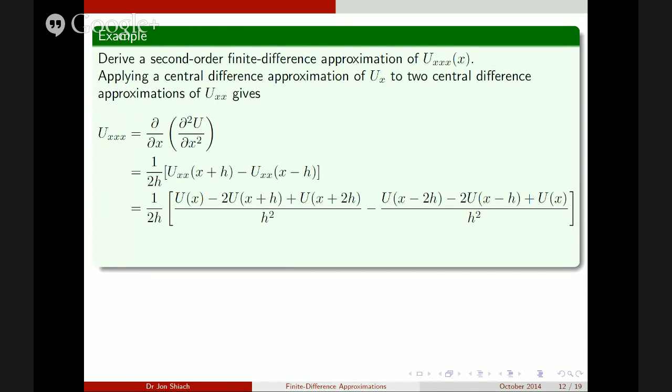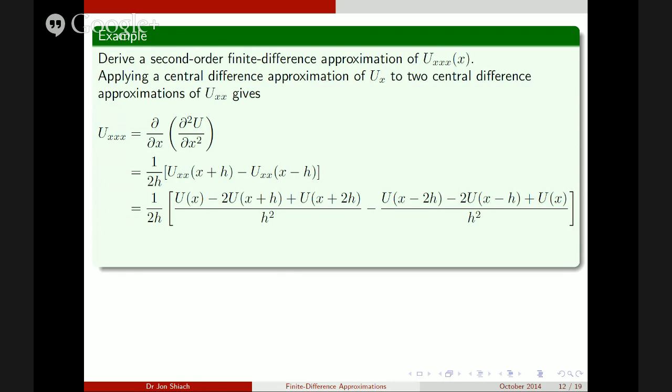This is a step to the left. That's a step to the right. So instead of x plus h, I've got x plus 2h. So I've gone another step. Okay, what about that one? Here I've got x minus h in the middle, a step to the left, so I've got x minus 2h, and a step to the right, which would be ux.